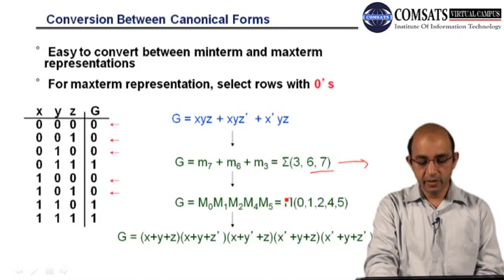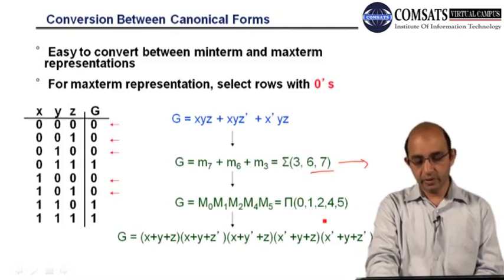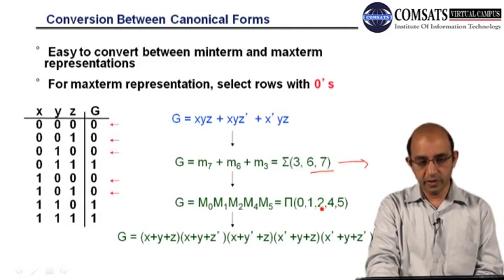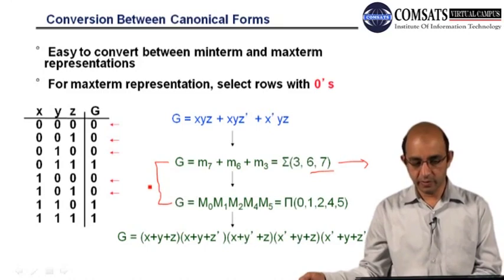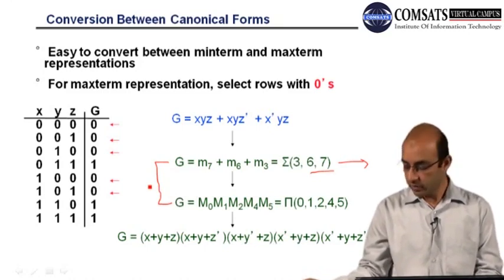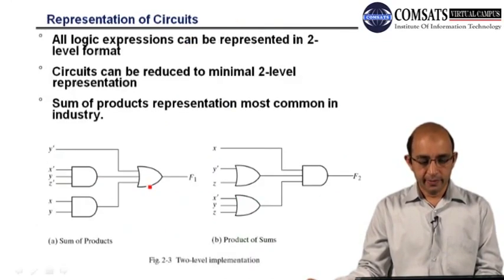And how can you represent it? You put this multiplication sign, and in the brackets you start from 0 till 5: 0, 1, 2, 3. 3 is there, so we will not put 3 here, 4, 5. So these two representations have the same effect. This is regarding the min terms, right? And this is the max terms. So you can always convert between these canonical forms, right? So this is the representation. They have the same effect.